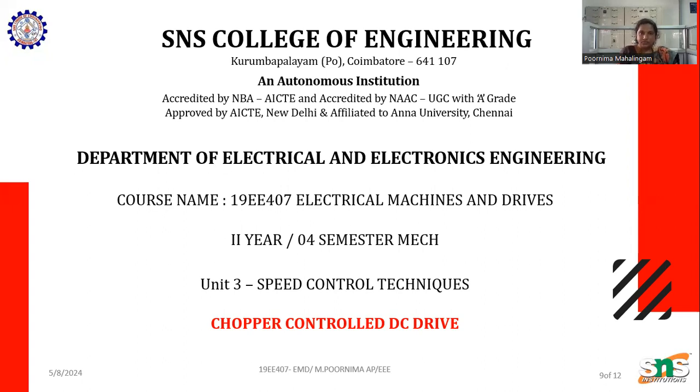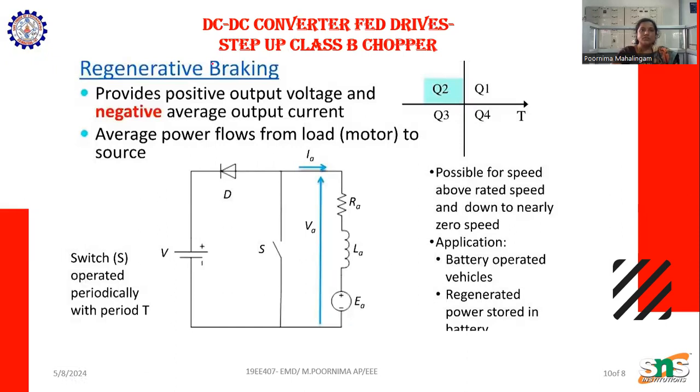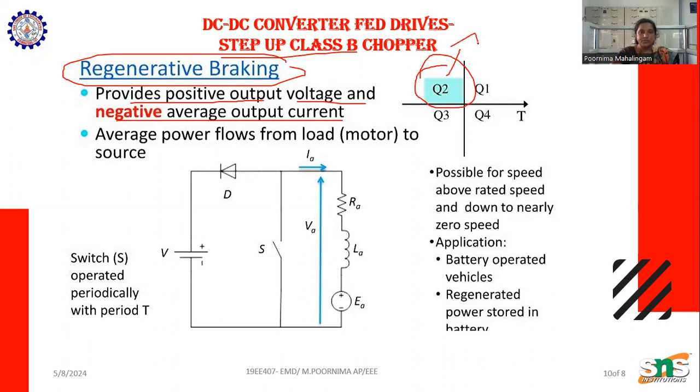In this video lecture series, next we are going to discuss the Class B chopper. Here we can see the Class B chopper, which is a step up chopper. The output voltage is stepped up. This process takes place in the regenerative braking process, which provides positive output voltage and negative average output current. This takes place in quadrant 2, so the average power flows from the load to the source.